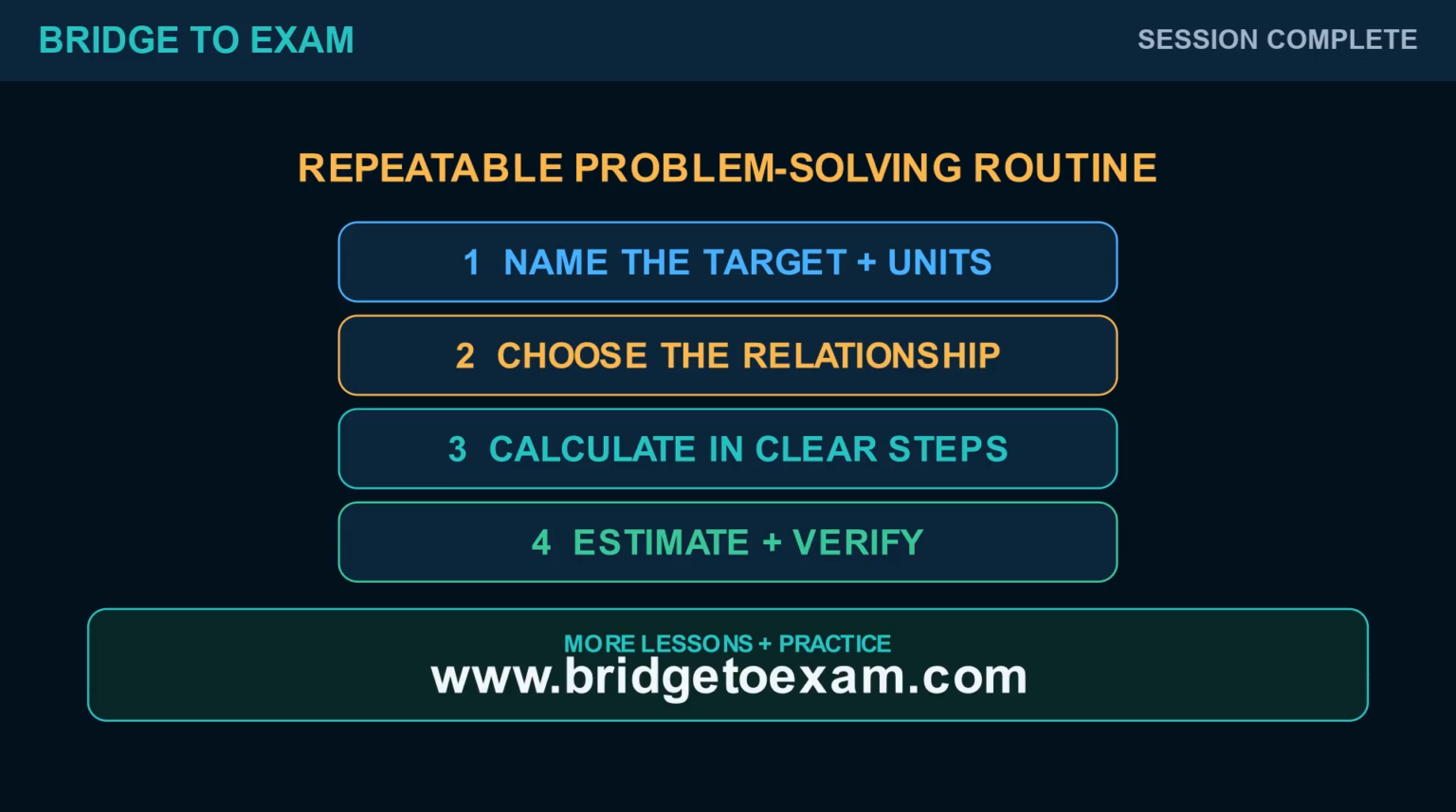Use this routine. Name the target and units, choose a relationship, calculate with clear steps, then estimate and verify. Model equality, reverse operations in a controlled order, and prove the solution by substitution into the original equation.